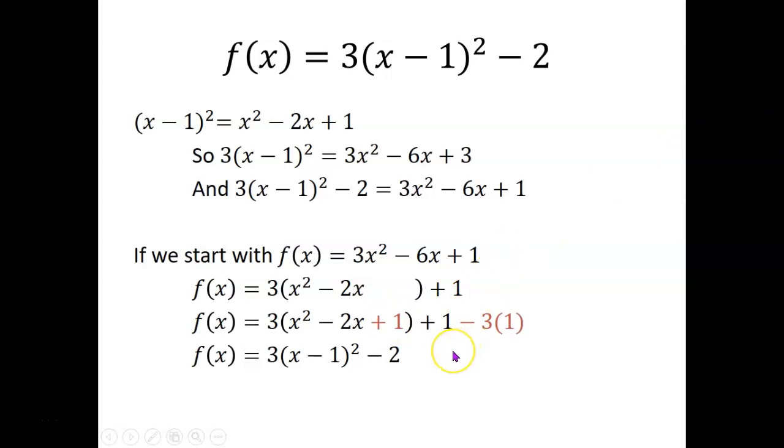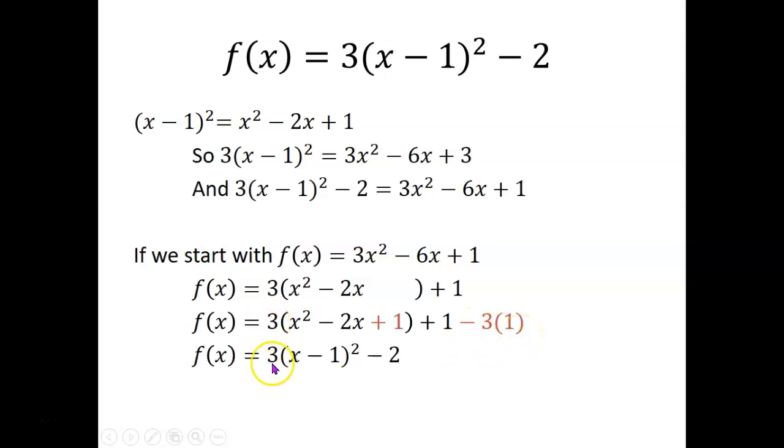But what I can do to keep everything equal to what it was before is come along and subtract the same thing I just added. If I add a number and then immediately subtract that same number, I haven't changed the value of the whole expression. So when I added 1 inside the parentheses, it was getting multiplied by 3. So really I was adding 3 times 1. So if I want to keep everything equal to what it was before, I would have to subtract 3 times 1. So that's why I put this on the end, minus 3 times 1, or just minus 3.